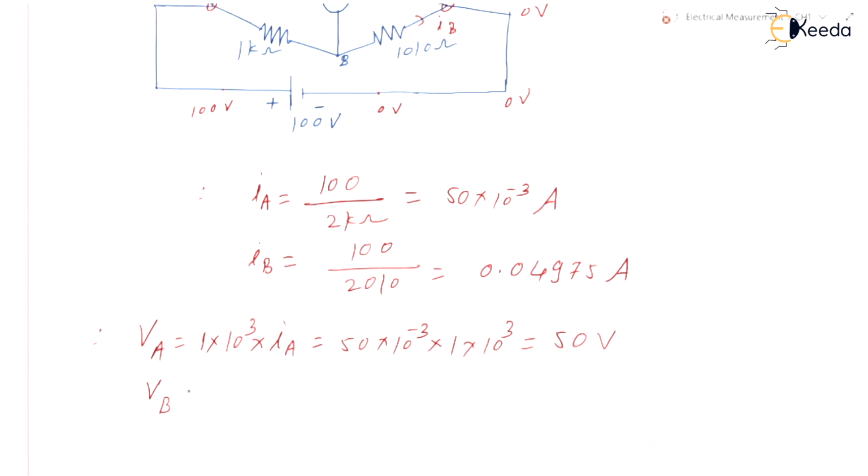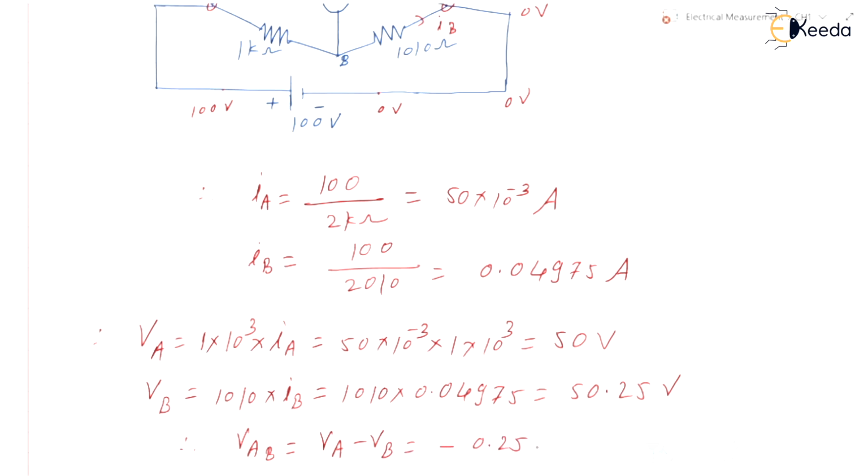What about the VB? VB is equal to 1010 into IB. What is IB? IB is 0.04975. So from this we can write 0.04975 into 1010. So it is 50.25 volt. Okay, so therefore VAB is equal to VA minus VB is equal to minus 0.25 volt. So the change in the voltage is minus 0.25.